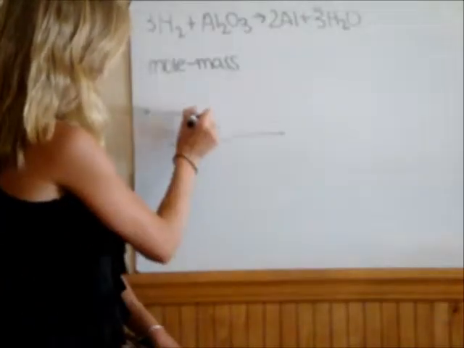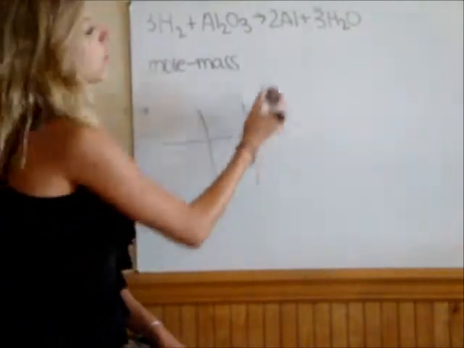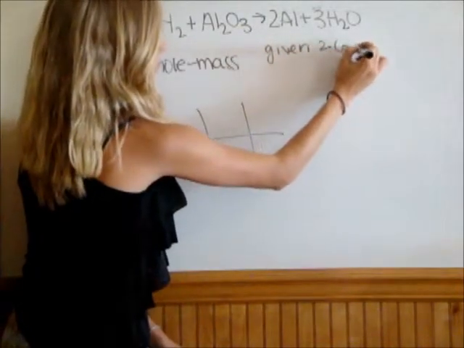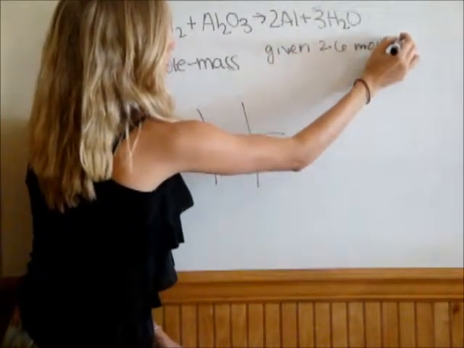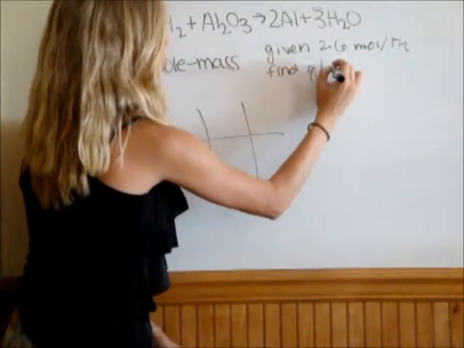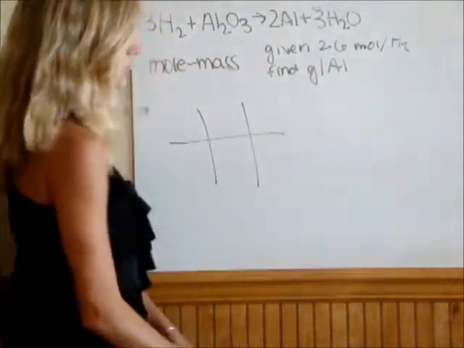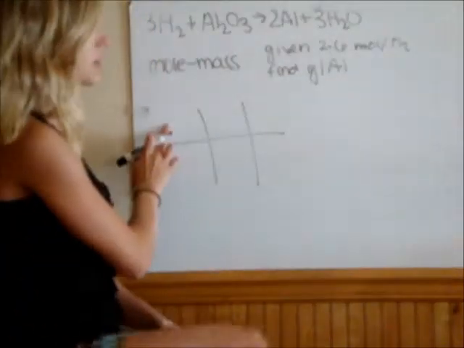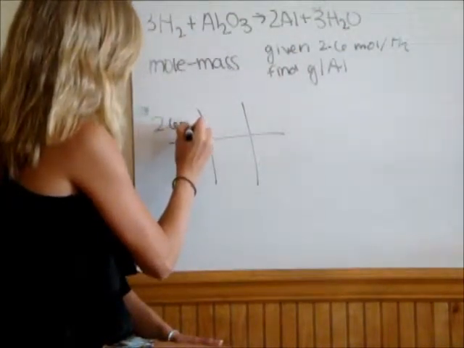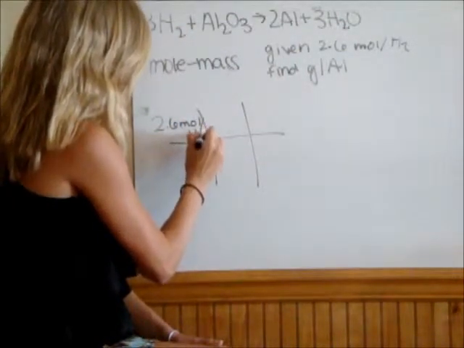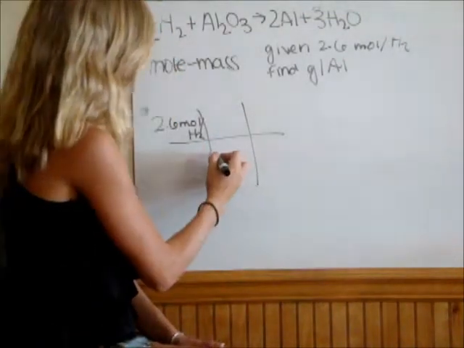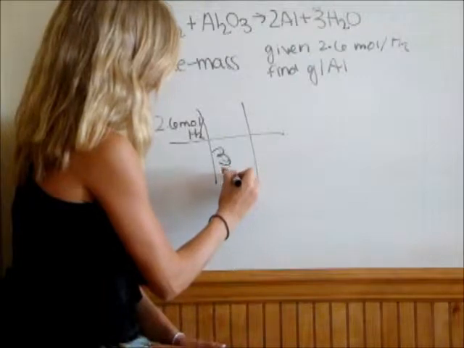So again, we set up our chart, this one having 3 columns. We're going to be given 2.6 moles of H2. Find the grams of Al, which is aluminum. So up top will be our given moles of X, which again comes to be 2.6 moles of H2. Down here is our moles of X, which is 3 because that's our coefficient. So you put 3 moles.